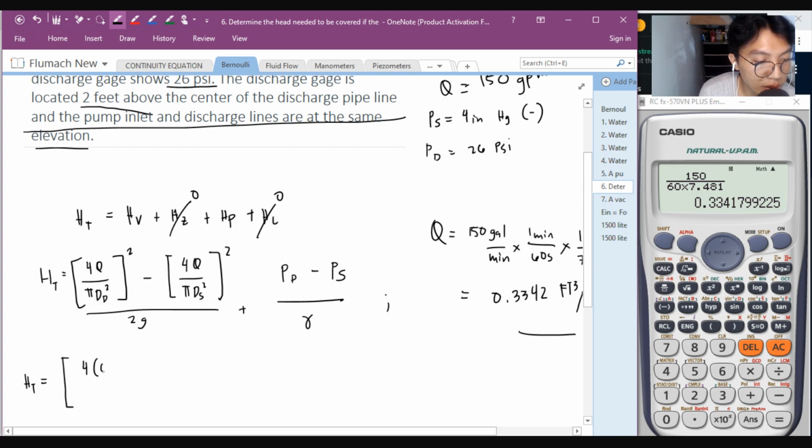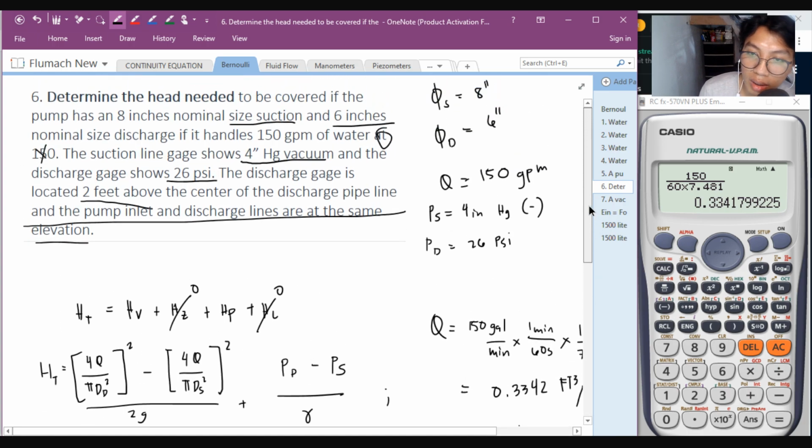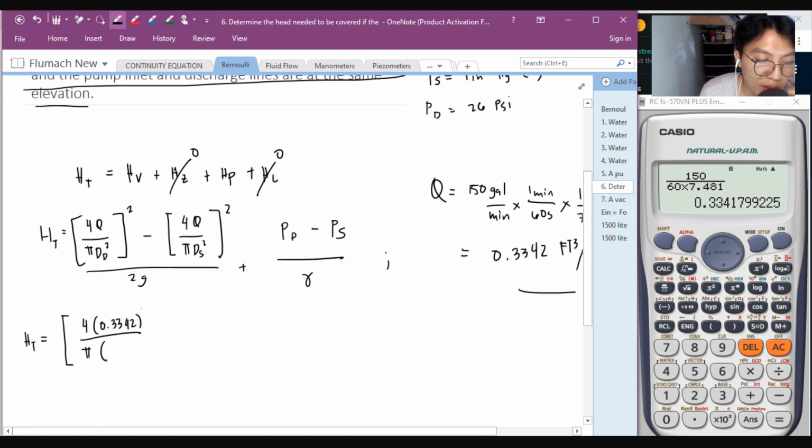4 times 0.3342. Lagay natin unit, okay? Divide by pi times D squared. Naka 6 inch yan. Divide mo na ng 12 para maging feet. 6 divide by 12 feet squared. Tapos naka-square din yung labas.